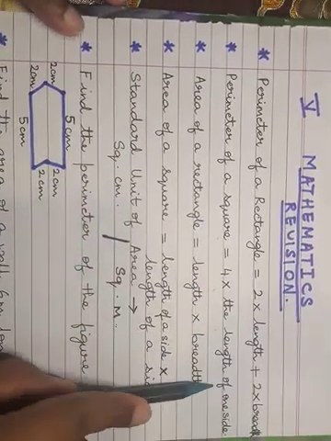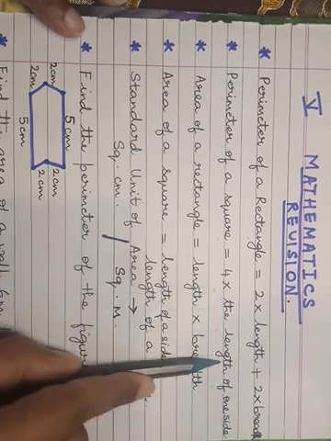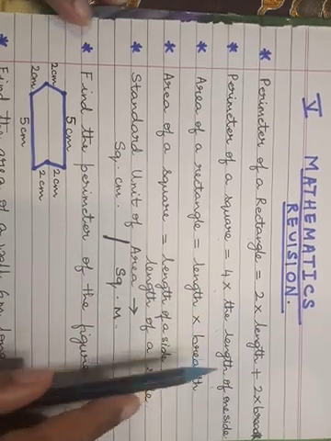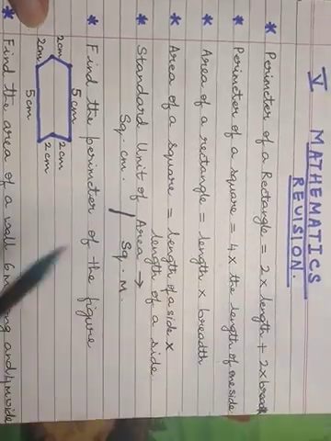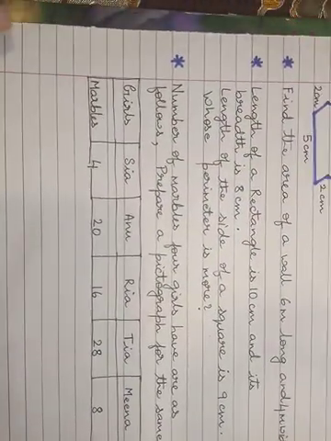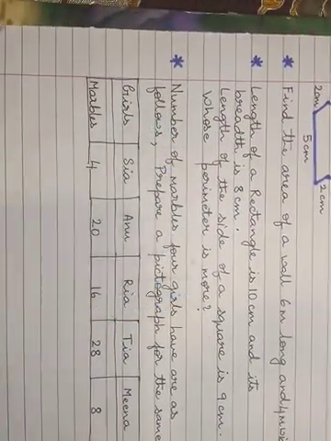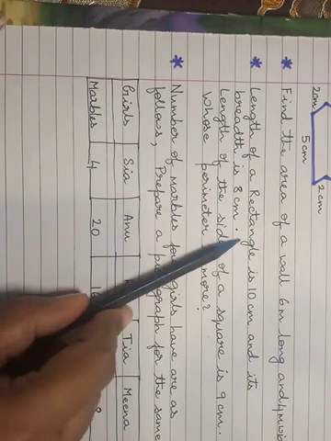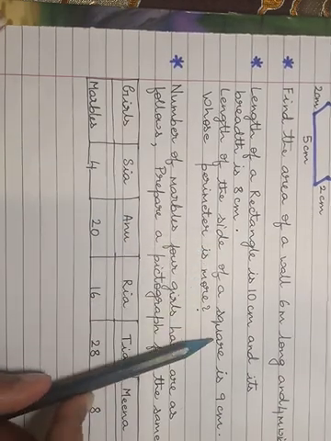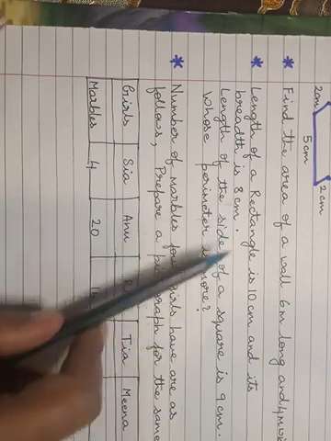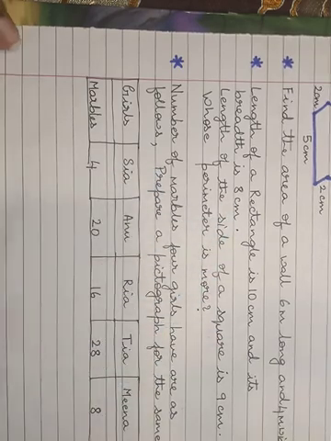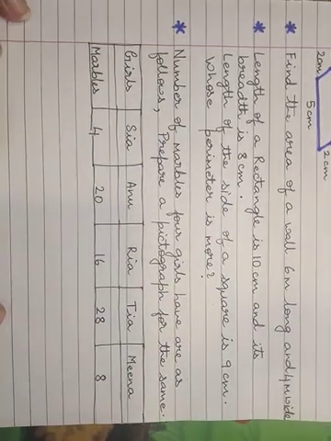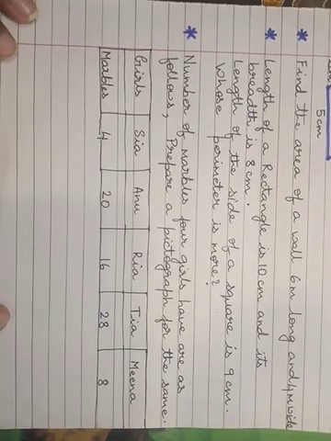4 into the length of one side. So you will use this formula. Once we get the perimeter of the rectangle and the perimeter of a square, we have to say whose perimeter is more. Is the rectangle's perimeter more or is the square's perimeter more? And if they are not more, then we will say that they are equal. That is what we have to find.